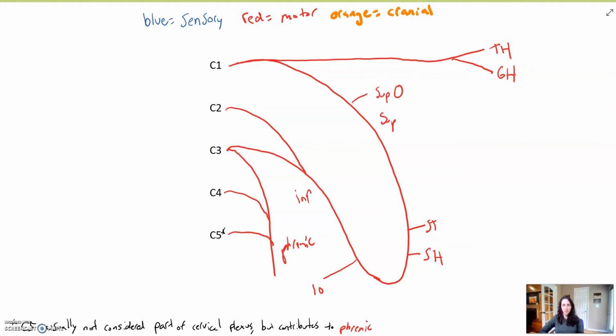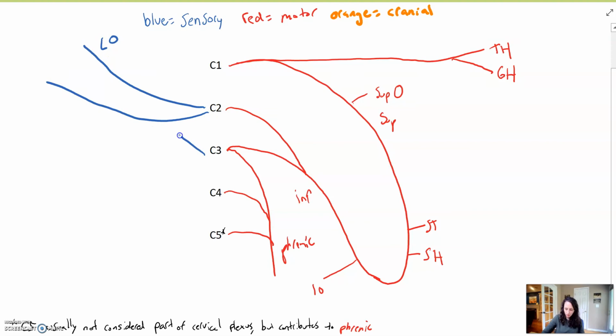Let's move on to the sensory nerves. Coming off of C2, we have the lesser occipital. Coming off of C2 and C3, we have the greater auricular, which goes up towards the ear. Also coming off of C2 and C3, we have the transverse cervical. This goes across the neck.